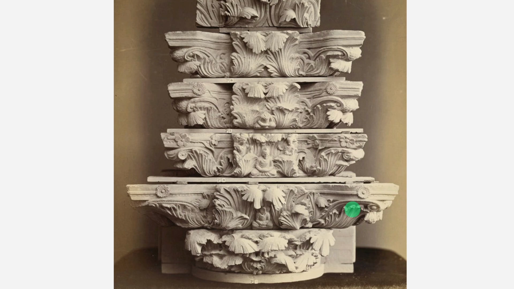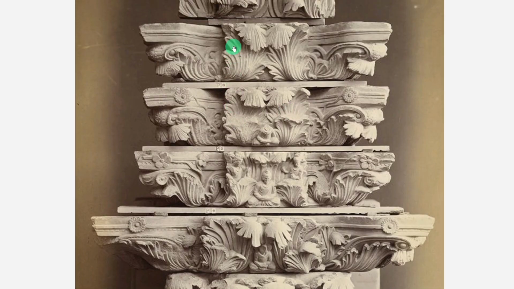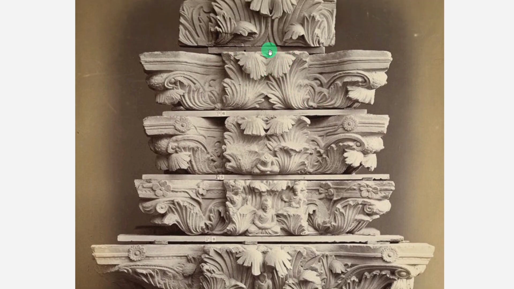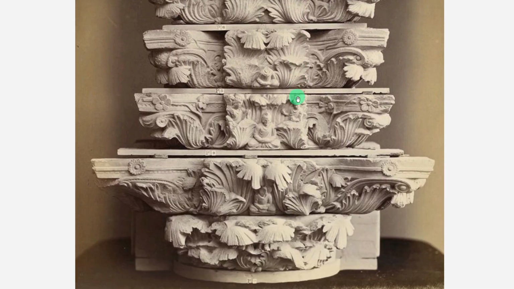For the Greek column, we have three orders: Doric, Ionic, and then Corinthian, on which I will make a separate video, but I want to explain simply that Corinthian was the last of the orders and it was most popular because it was the most ornate due to these acanthuses. Here you can see the leaf going and then curving. And we also have an image of Buddha.